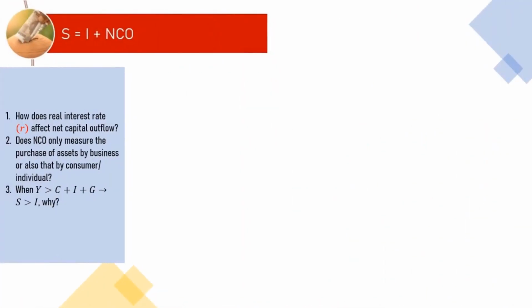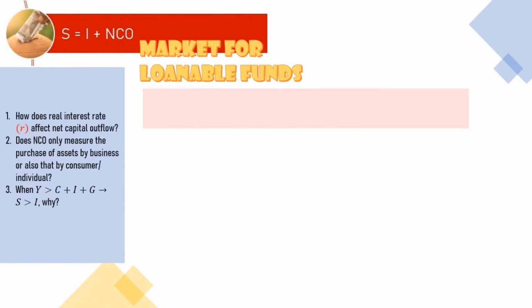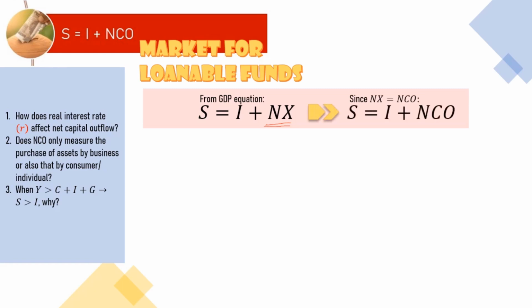Now we have these questions. Remember, market for loanable funds. In an open economy, we include net export in our calculation of GDP. That is why our equilibrium is no longer saving equals investment. It is saving equals investment plus net export. And then, since lastly we have the identity net export equals net capital outflow, saving is now expressed as the summation of investment and net capital outflow.